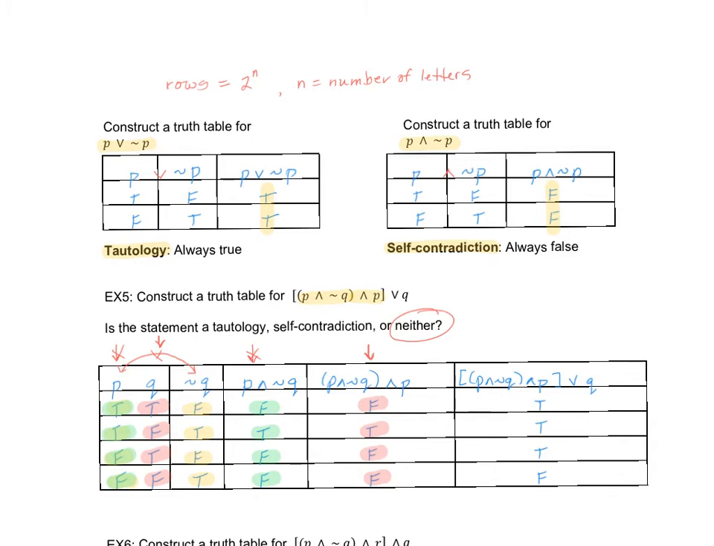So in the case of P or not P, P and not P, there's just one statement. So in this case, our n is 1. So there's going to be 2 to the 1, or 2 rows. And when I talk about rows, I'm not talking about the top row. I'm talking about the rows of trues and falses.